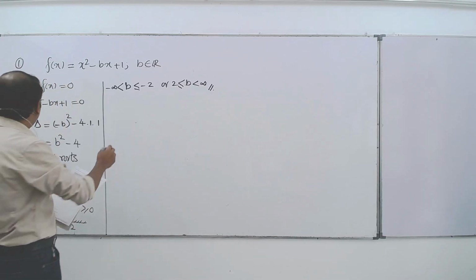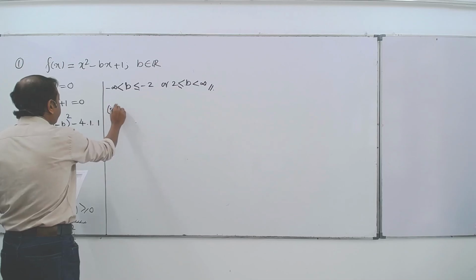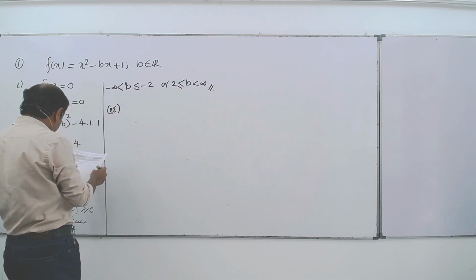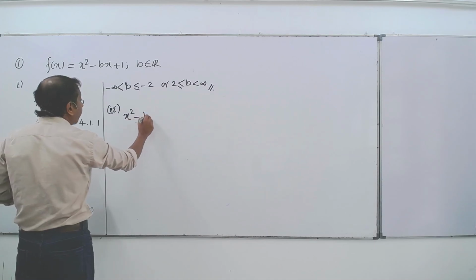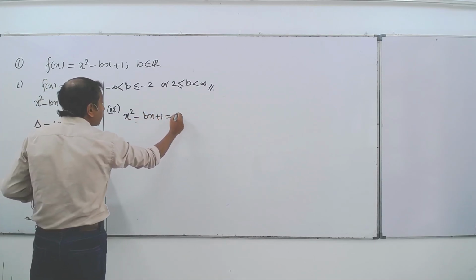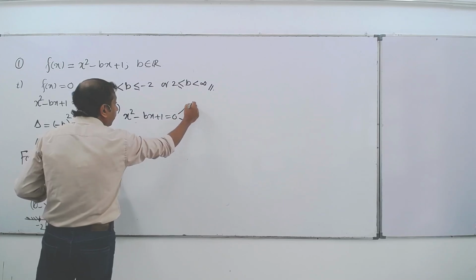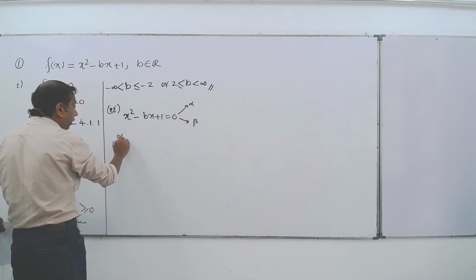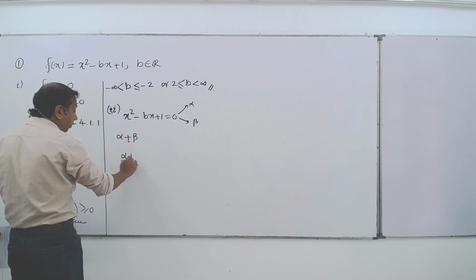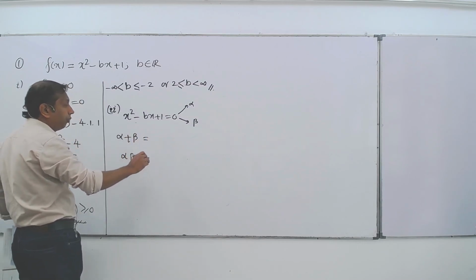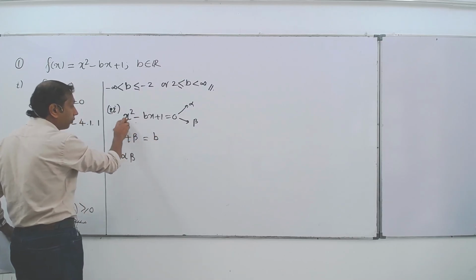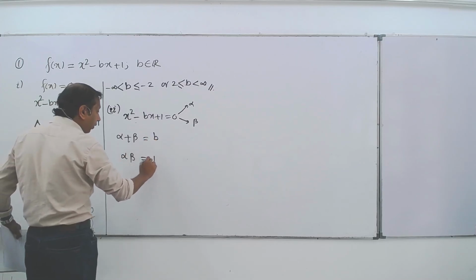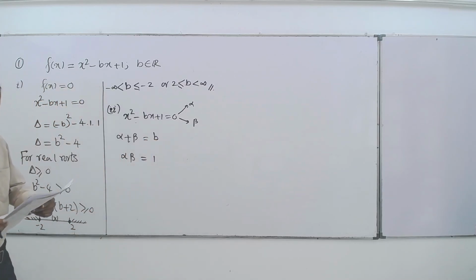Number 2, second part. Let the roots of f(x) equals 0 be alpha and beta. That means this is the f(x). Its roots are given as alpha and beta. Then you can write the sum of the roots and the product of the roots. Sum of the roots is going to be minus the x coefficient, then b, divided by the x squared coefficient, 1. Product is 1. Okay. Right.